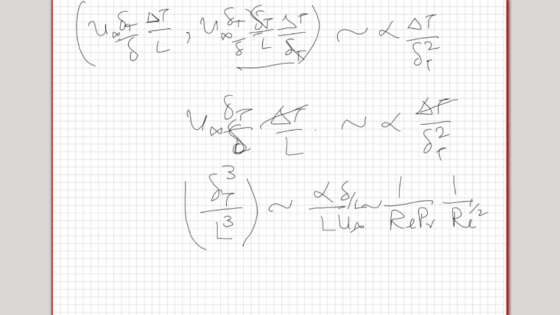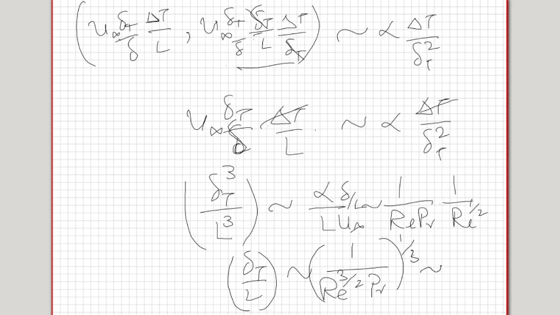And on this side, I get U infinity L by nu in the reverse and delta T by L. So this becomes this, and this is nothing but of the order of 1 over Re to the power of 3 by 2 Pr. So this is delta T by L the whole cube. If I take the power of 1 by 3 on both sides, this becomes of the order of 1 over Re to the power of half Pr to the power of 1 by 3. So this gives me delta T by L is of the order of Re to the power of minus half and Prandtl to the power of minus 1 by 3.